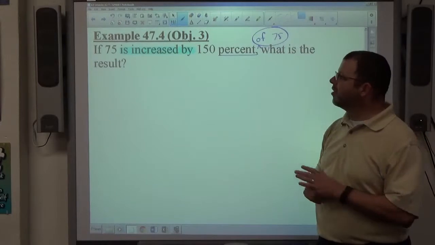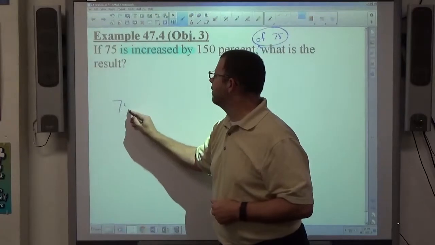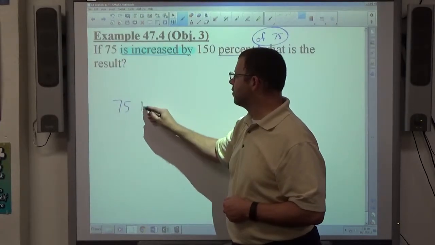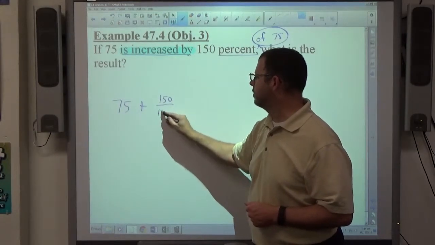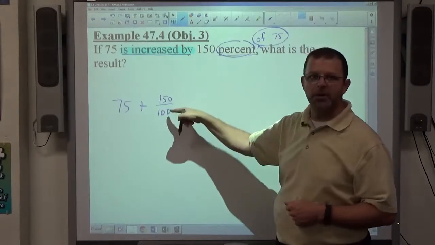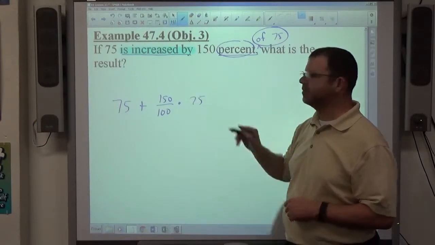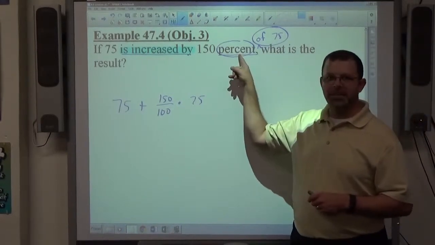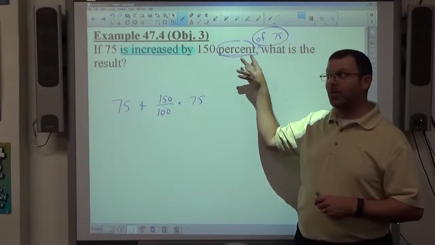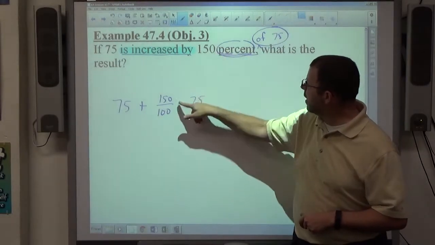Okay? Now if I just translate these words into an expression, 75 is increased by is plus, 150% is 150 100ths. The word percent is Latin for divided by 100. So 150 divided by 100 of 75. So again, we just do a direct translation, do a little Latin, impress our parents with the Latin that we just learned. Okay. What's percent mean? Divided by 100. Per divided by cent 100. Divided by 100. Alright, so 150 divided by 100 of 75.